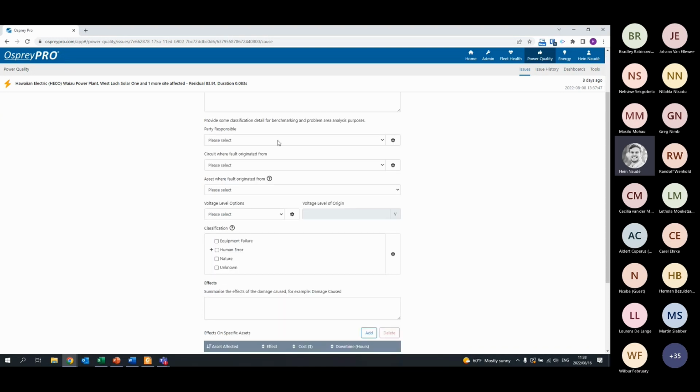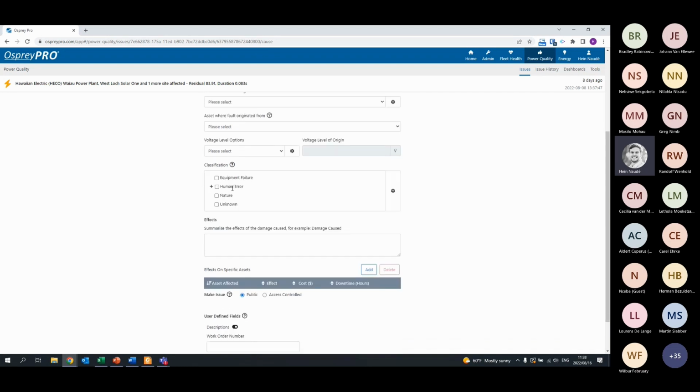Then there's a party responsible, and this is to provide ownership to it. So you can say this event was caused by a third party. This is maybe an ESCOM fault or whatever, whoever may be responsible for causing this event. Where in the network it happened, on what voltage level, and then what's the cause? What's the root cause? Is it wildlife, nature, load shedding, switching?